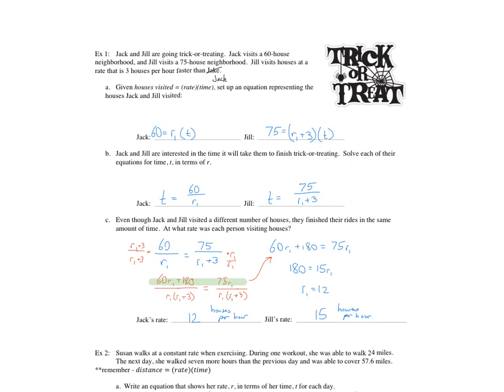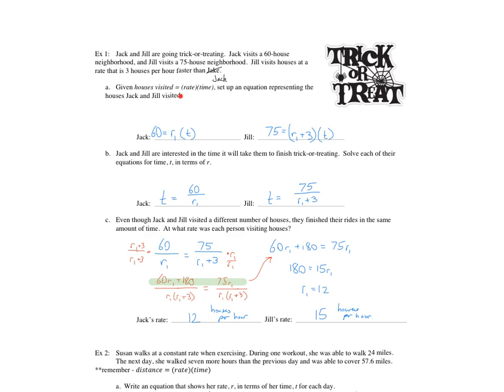So here on this page, there's one small typo here. Jack and Jill, oops. Here's talking about 2 kids trick-or-treating. Jack visits a 60-house neighborhood, and Jill visits a 75-house neighborhood. Jill visits houses at a rate that is 3 houses per hour faster than Jack.